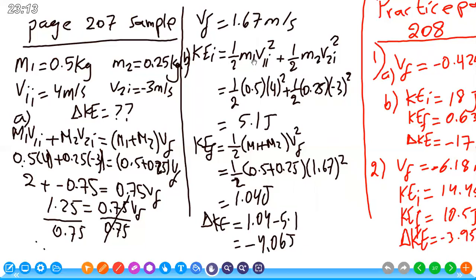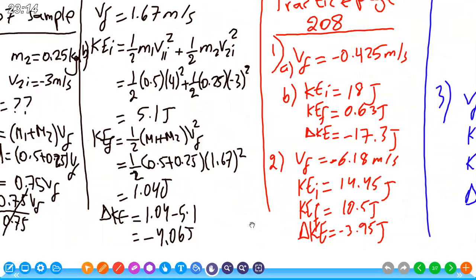Kinetic energy initial, we did before, 2 minutes ago. Again, half M1 V1 initial squared plus half M2 V2 initial squared. Everything is given, so it is 5.1 joules. Do the calculation, please. And then you see here, -3, I put it in brackets, square outside. Kinetic energy final, both masses together, with V final, it's one single V final squared. I get kinetic energy final, and then subtract them to get the decrease in kinetic energy.